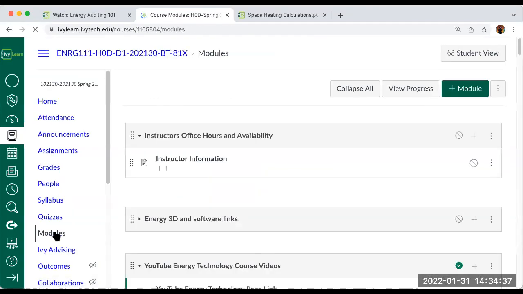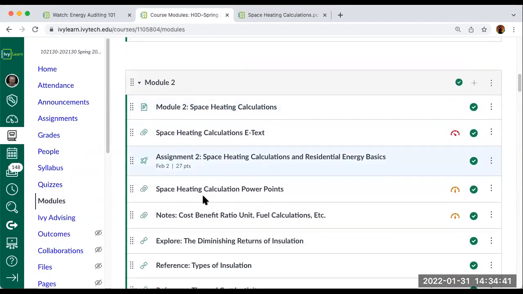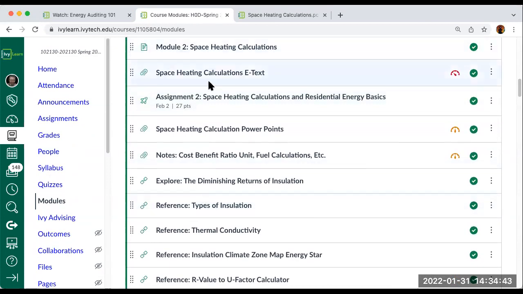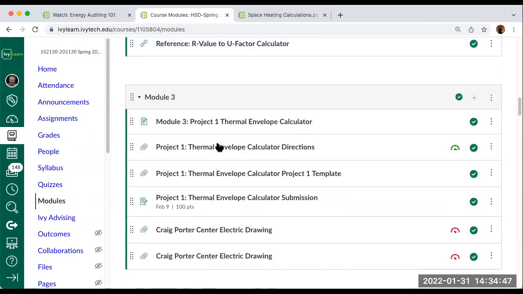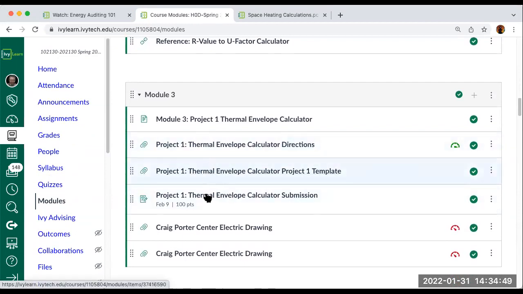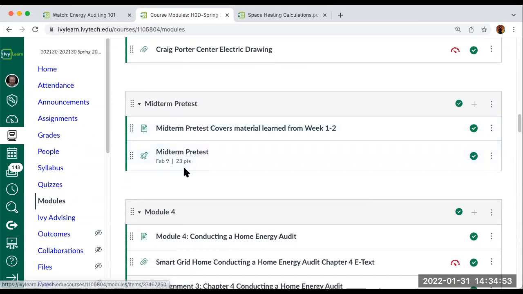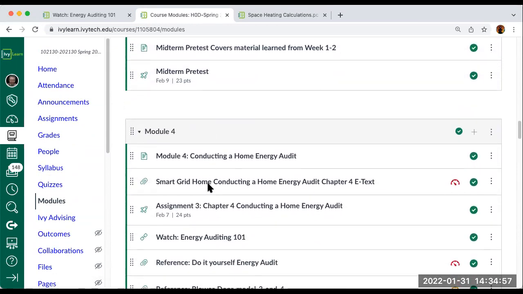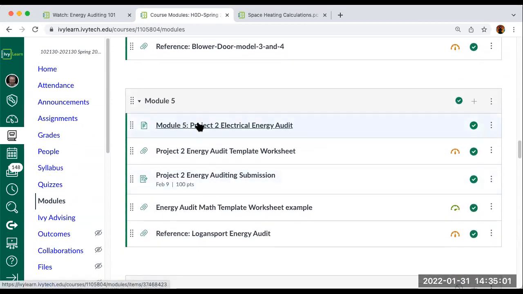Let's go to modules. So on Wednesday, we'll wrap up with any of our calculations that we needed to do. Make sure everybody has their project 1 done, make sure everybody's doing good on their homework and has access to this midterm pretest. And then we'll get started on our project 5. So your project 5 is going to look something like this.